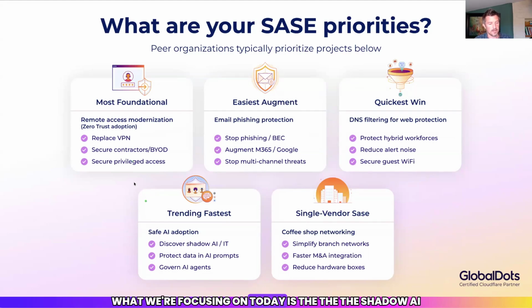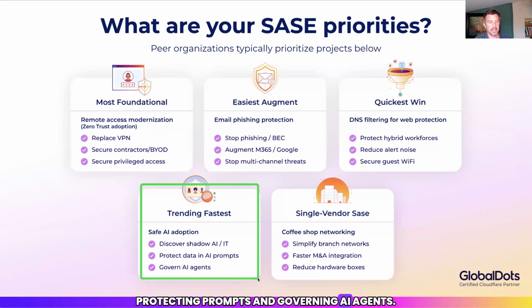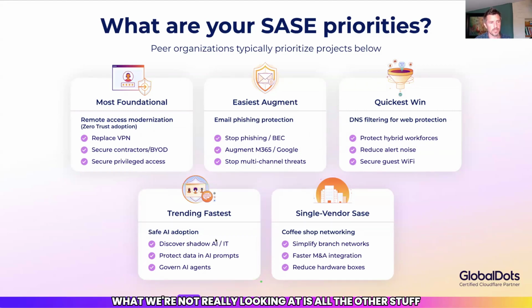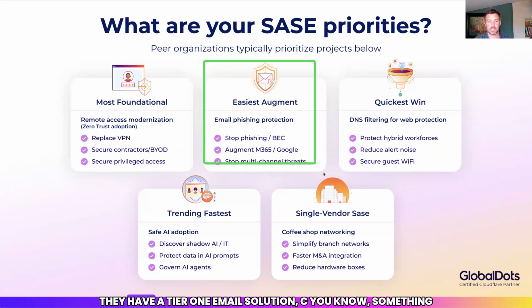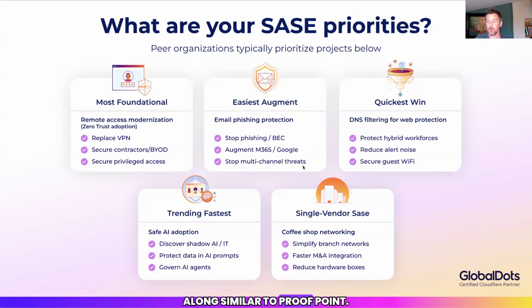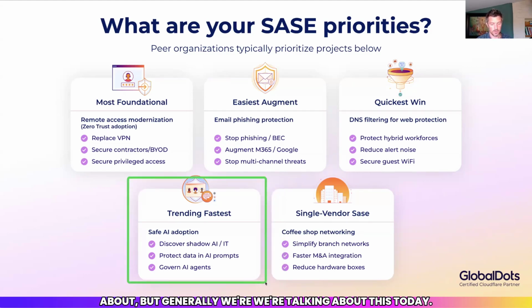What we're focusing on today is shadow AI, protecting prompts and governing AI agents. What we're not really looking at is all the other stuff that Cloudflare does. But just in case you weren't aware, you can use it to replace your VPN when you're working from home. They have a tier 1 email solution, something similar to Proofpoint. They have DNS filtering and web protection, a secure web gateway, and overall, it's a single vendor SASE, as I talked about. But generally, we're talking about this today.